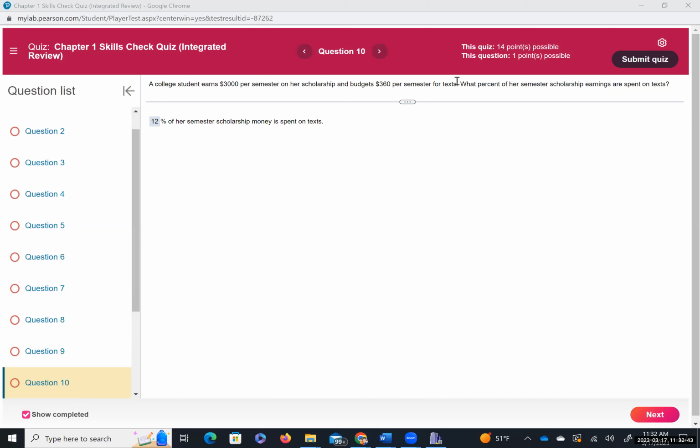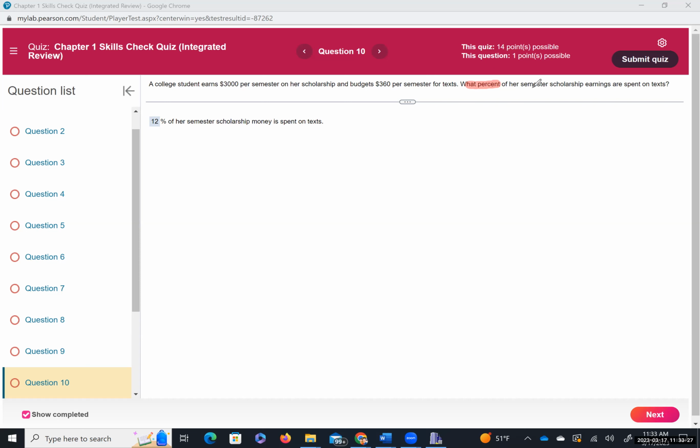Okay, so I have a college student who earns $3,000 per semester on her scholarship, and the budget is $360 per semester for text. What percent of her semester scholarship earning is spent on text? So here they ask you about percent. If they ask you a percent, later you have to multiply the answer by 100 to get the percent.